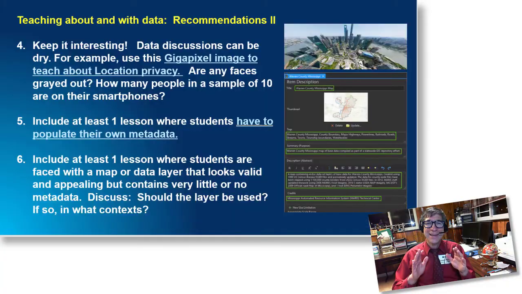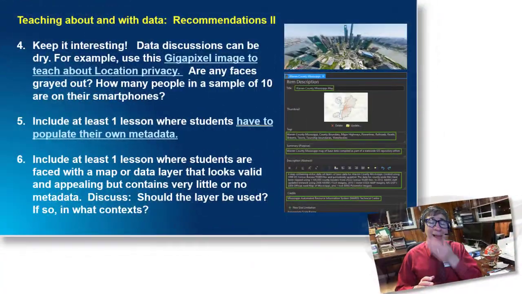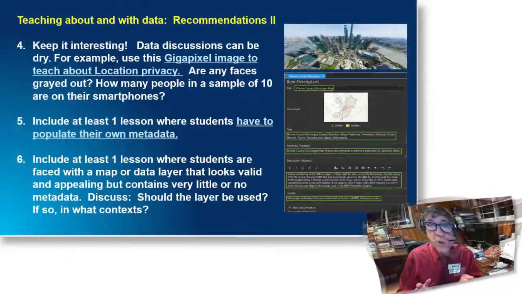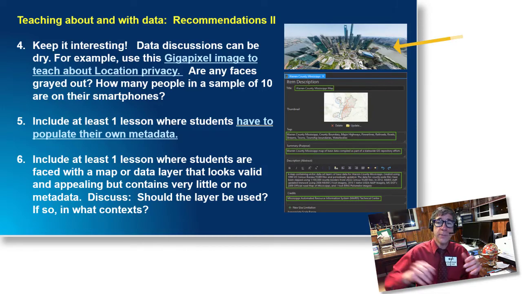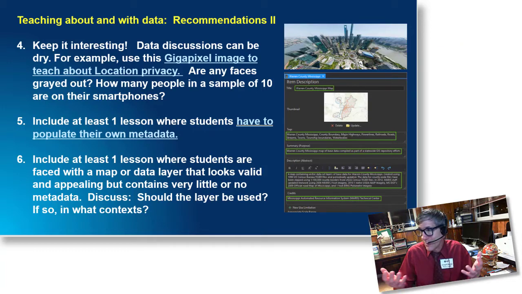As I mentioned at the beginning, this data topic can be a bit dry, admittedly, but keep it interesting. These are incredibly relevant topics for our times. The data discussions can be dry, admittedly, but if you use this gigapixel image, for example, to teach about location privacy, wow, are there any faces that are grayed out or pixelated? How many people in a sample of 10 are on their smartphones, and what are the implications there? Include at least one lesson where students have to populate their own metadata.